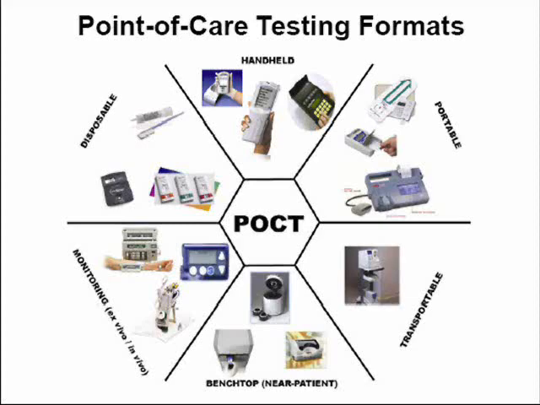In the center of this top category for handheld is an instrument known as the iStat. It is a handheld whole blood analyzer which looks at a variety of analytes, including cardiac biomarkers, markers for coagulation, glucose, as well as electrolytes and metabolites.